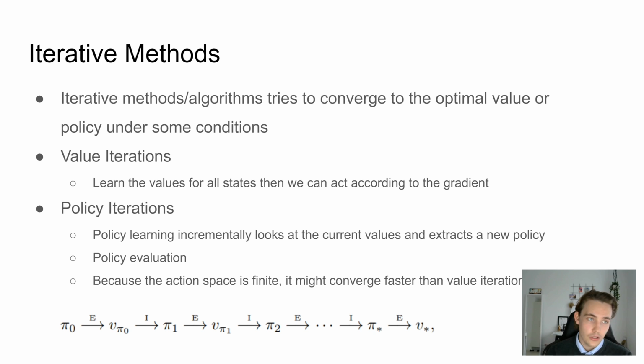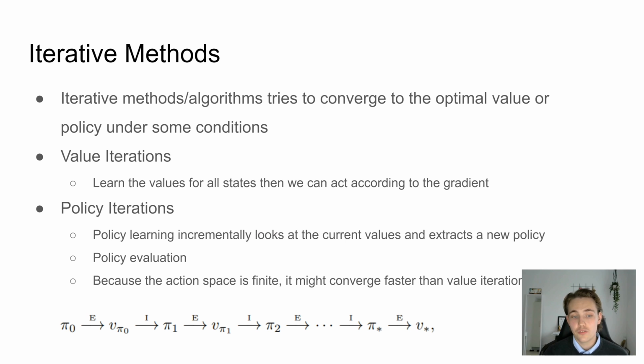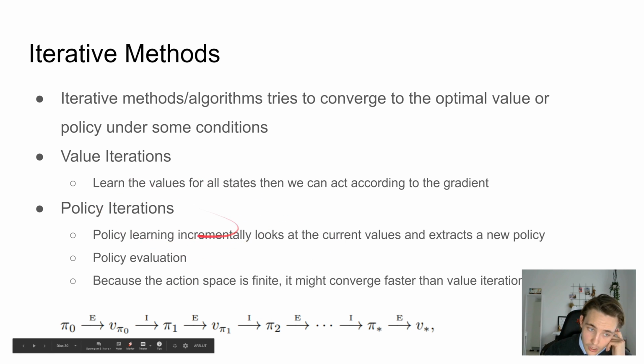When we're talking about reinforcement learning, we also have these iterative methods, where the iterative algorithms try to converge to the optimal value or an optimal policy under some conditions, as we just talked about in the example, where we take the optimal actions every time we are in a state. So value iteration learns the values for all the states, and then we can act accordingly to the gradient of the values of all those states. And we can also have something called policy iteration.